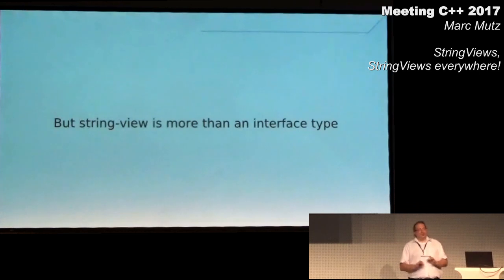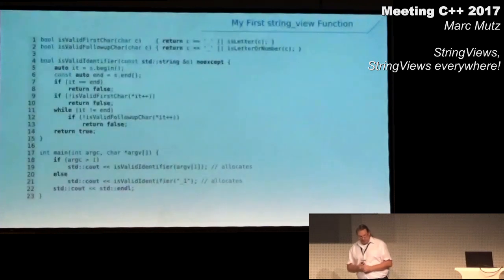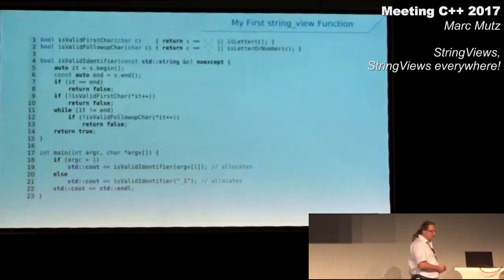But string view is more than an interface type. And here's an example. So this is my first string view function. I have legacy code, so we're using a standard string here. These are just some helper functions, ignore them. And what we want to check is whether this is a valid identifier. So we first check whether it's a valid first character, and then the remaining ones need to be valid follow-up characters. And of course, you can simplify this a bit, but you will also see that for the loop, you need to use iterators. Right?